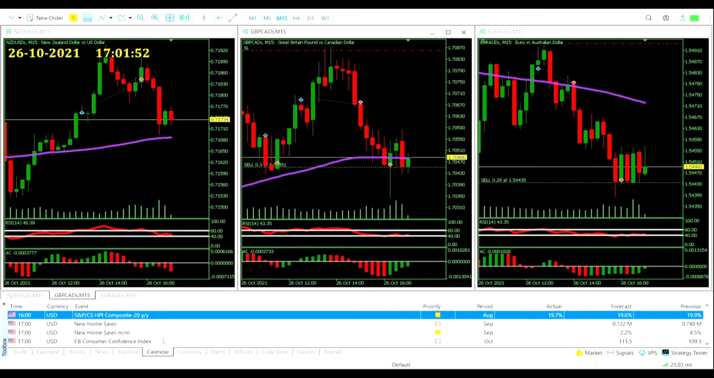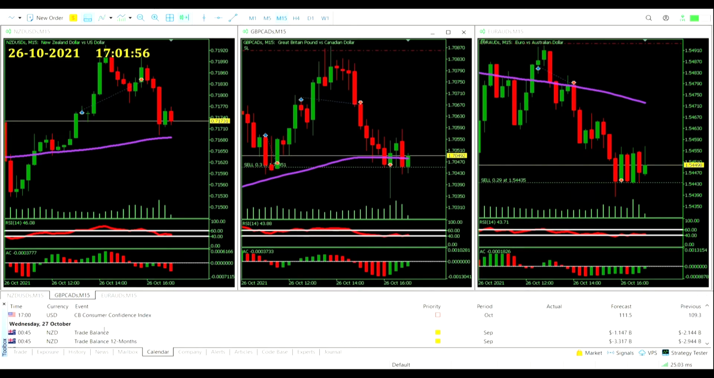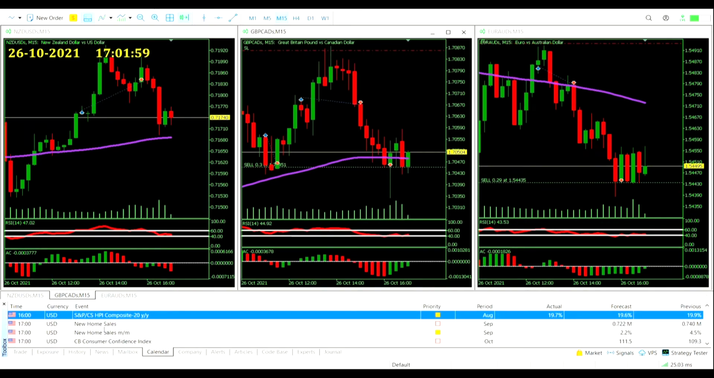And we're just waiting now for the new home sales month on month to come in, along with the Conference Board Consumer Confidence Index. All US dollar numbers still to come. And that is the last of the numbers for the day. After that, not even any speeches in the evening or any trading statistics. These are the last ones.